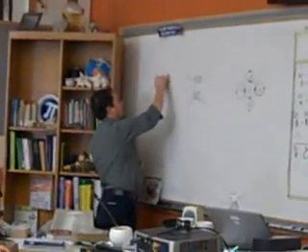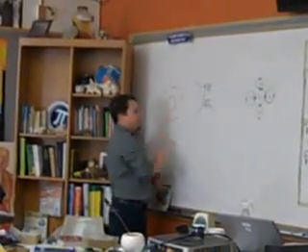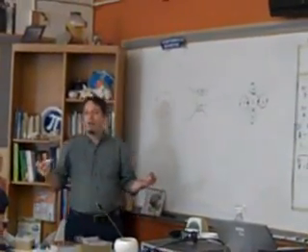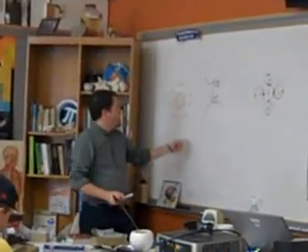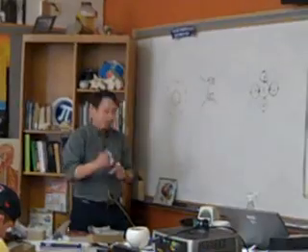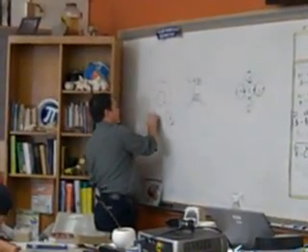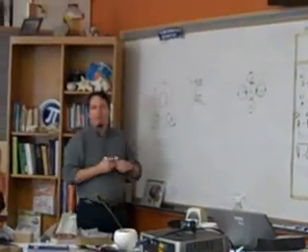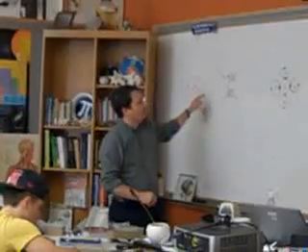Oxygen has 1, 2, 3, 4, 5, 6 electrons, right? So how many more does oxygen need to be happy? It needs to have a total of 8, but it has 6. So it needs 2 more. And that's why oxygen is going to bond with 2 hydrogens to make water. So let's build this and this.